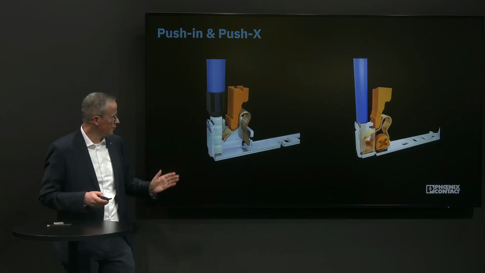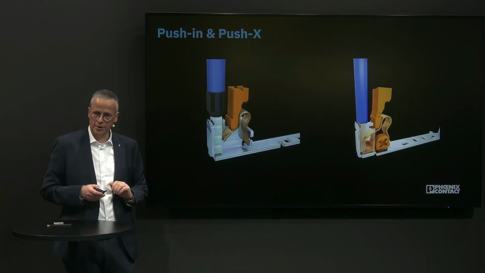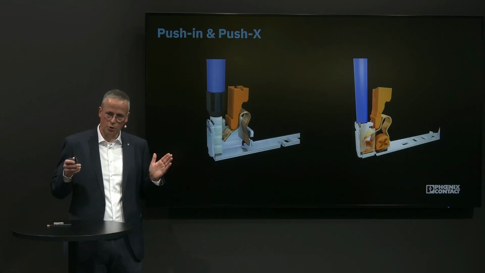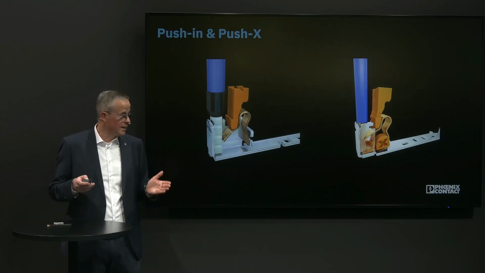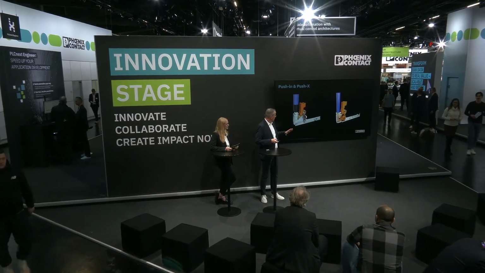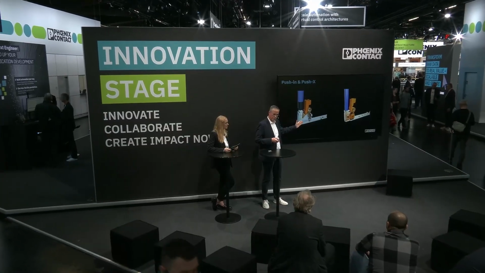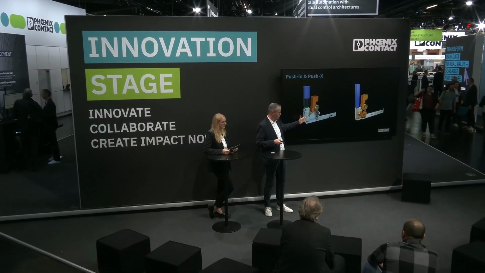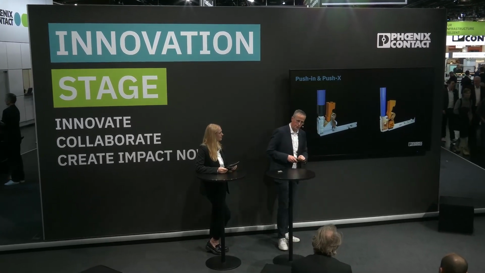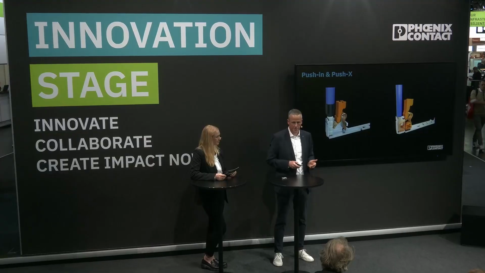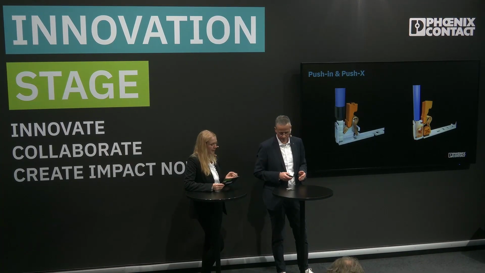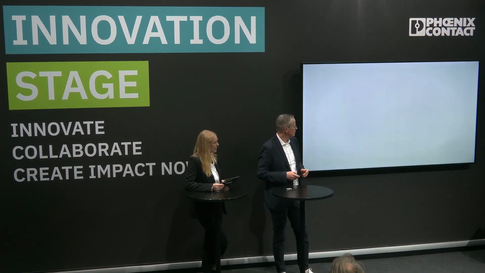That doesn't mean that the push-in only works with a ferrule and the push-X only works without a ferrule. All the connection types we are offering in the market can connect all the conductor types. But if we are talking about efficiency, the push-in technology is the most efficient technology when we are talking about the use of the ferrule. And if you don't want to use a ferrule, the push-X termination technology is the most efficient way. Okay. But to get it right, why is it so important to be able to connect conductors without ferrules directly?